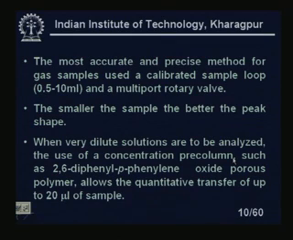When very dilute solutions are to be analyzed, the use of a concentration column with porous polymers such as 2,6-diphenyl p-phenylene oxide allows the quantitative transfer of up to 20 microliters of sample. So this is a precise transfer of the particular amount of liquid we are considering here.